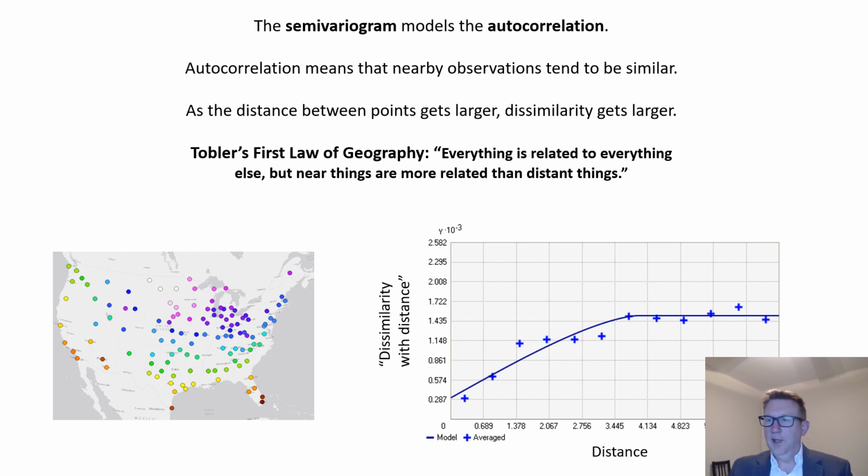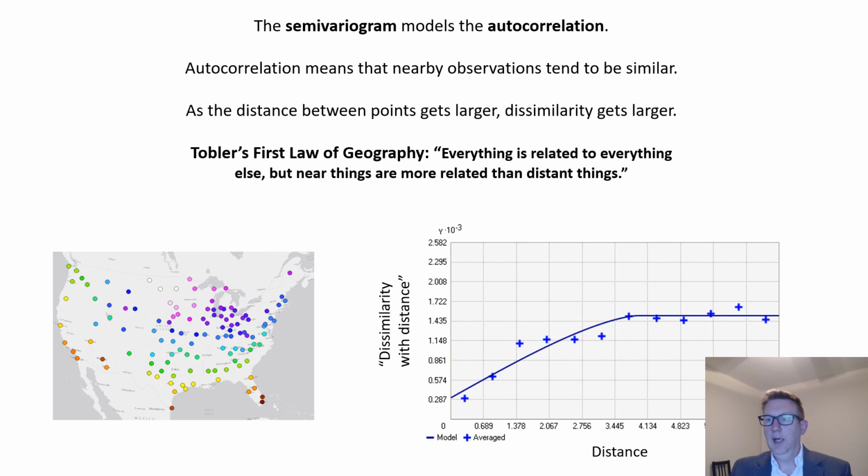So the first bit of technical jargon here is the semivariogram. The semivariogram is an attempt to model the autocorrelation of what you're looking at. And autocorrelation is a very fancy term for essentially the first law of geography, which is that everything is related to everything else, but near things are more related than distant things. The idea here is that nearby observations tend to be more similar to each other than they are to distant observations. As two points become further and further away from each other, they're more likely to be dissimilar.